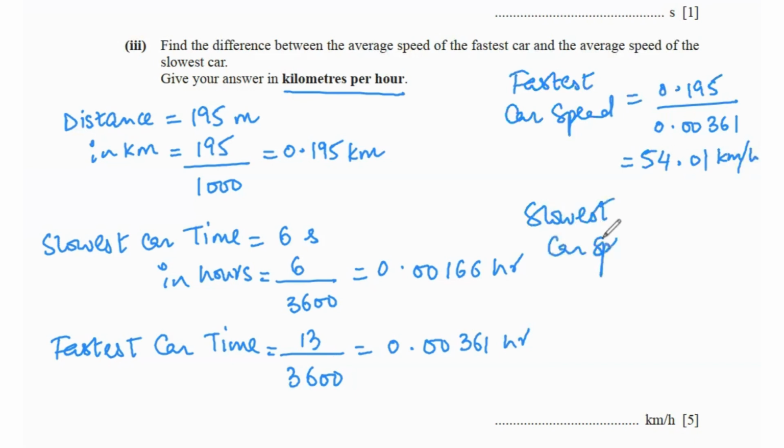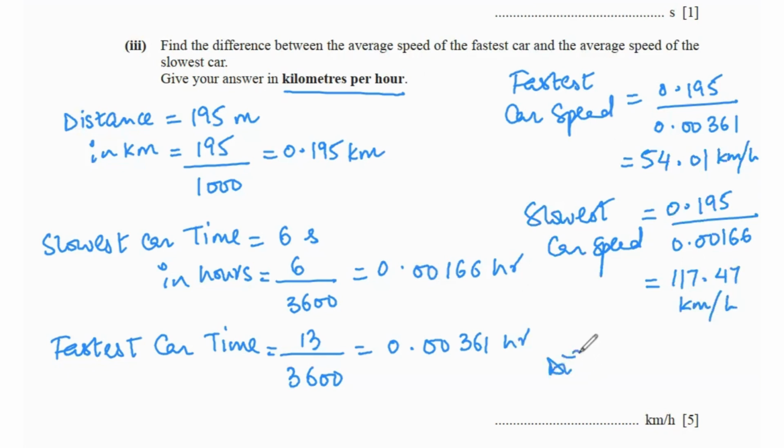Now the slowest car's speed is 0.195 over 0.00166. That's going to give us 117.47 kilometers per hour. So now for the difference, 117.47 minus 54.01, and that's going to give us 63.46 kilometers per hour.